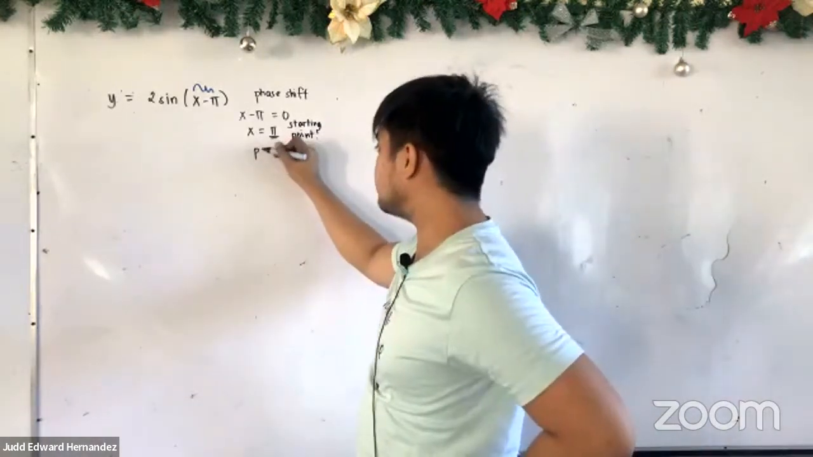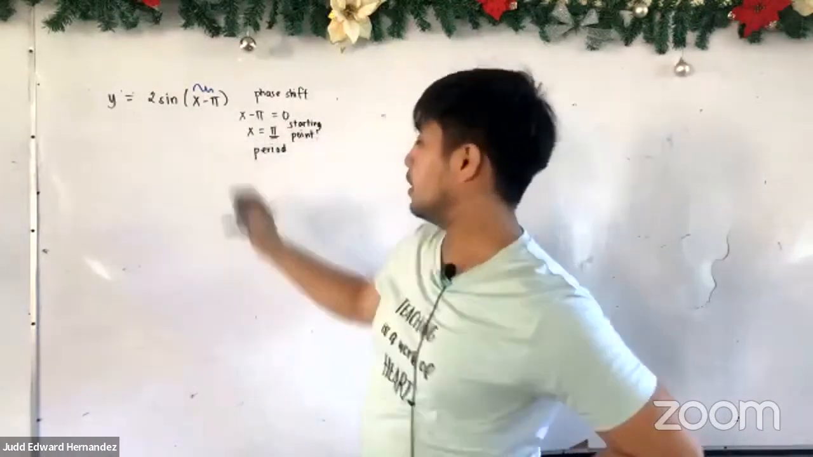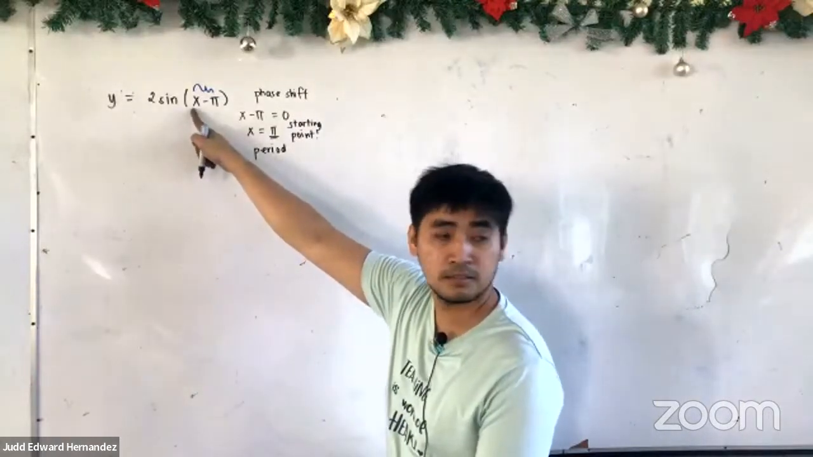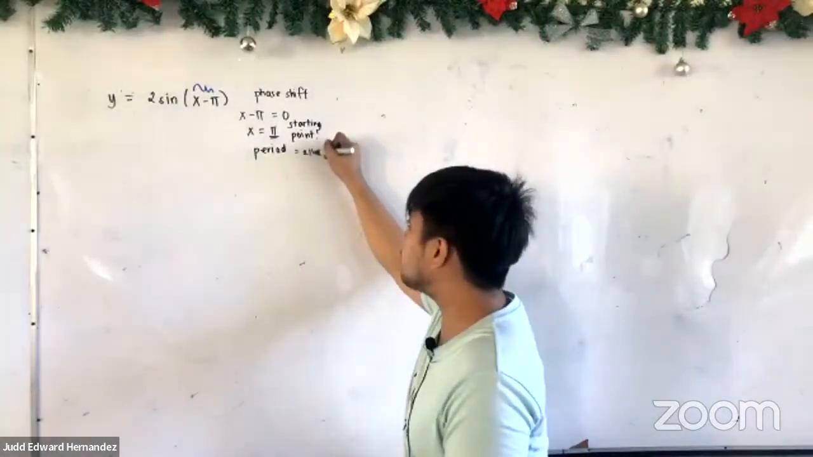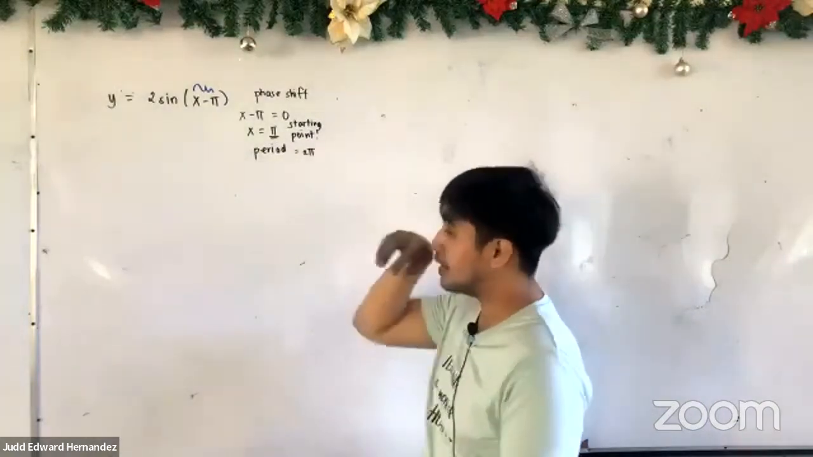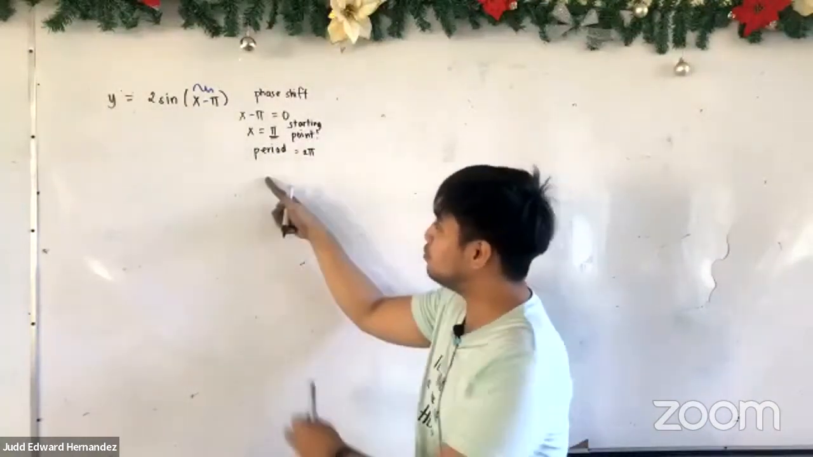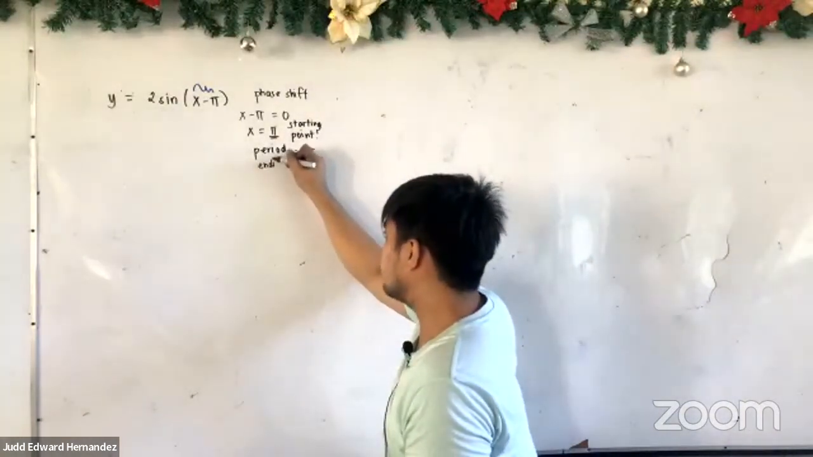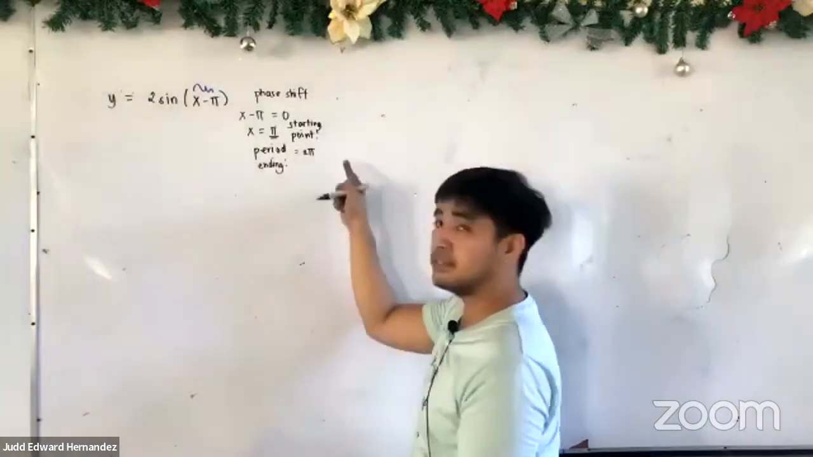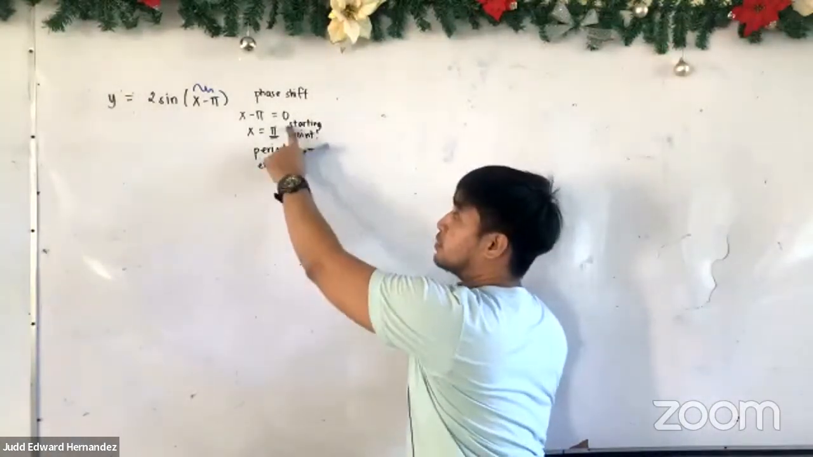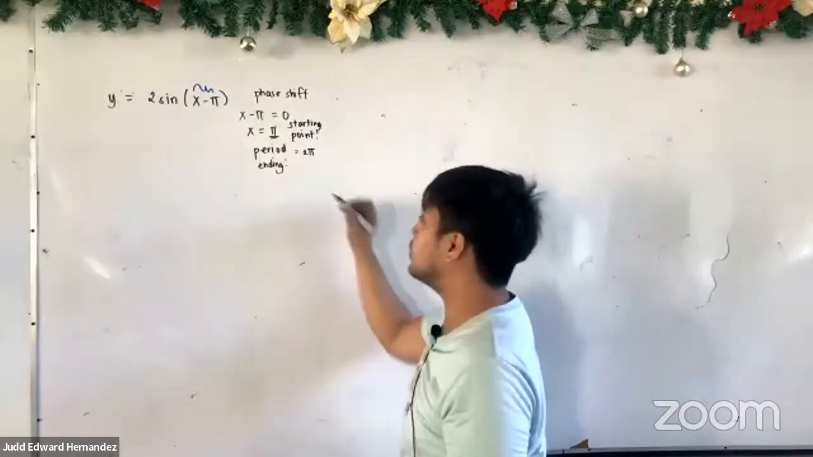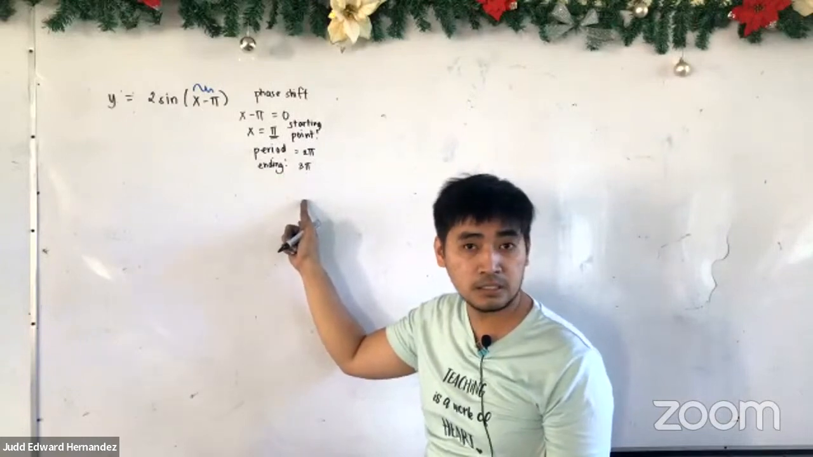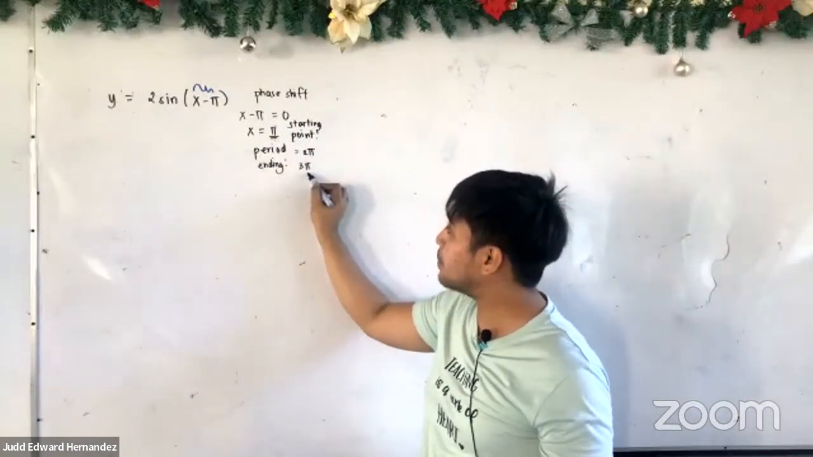And for the period, ano po yung magiging period natin? May kasama po ba si x? Wala po. That is 2 pi. Okay, ngayon, para makuha natin yung dulo ng period, anong gagawin natin? Ano yung ending ng period natin? All you have to do is to add the starting point and the period. Pi plus 2 pi, therefore our ending would be 3 pi. Are we clear? Kasi magsisimula ka kay pi, matatapos ka kay 3 pi.